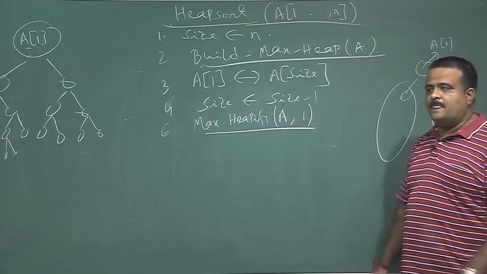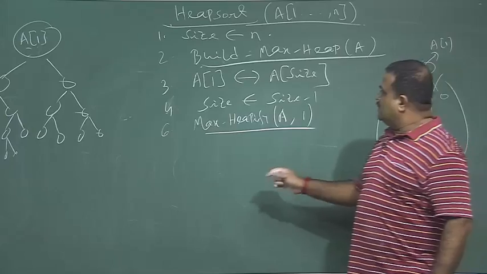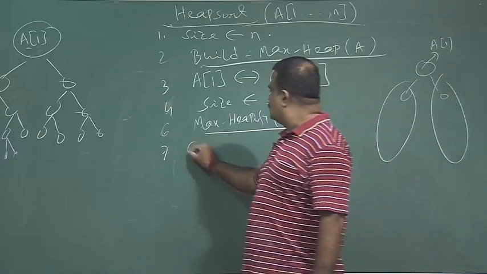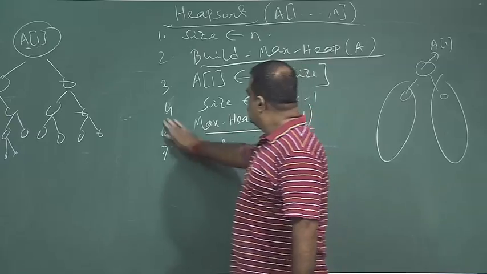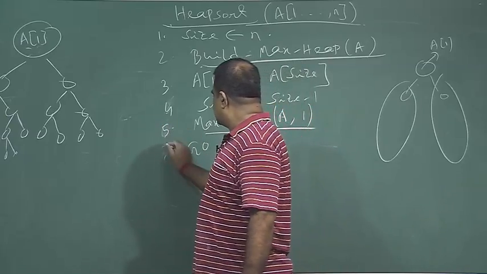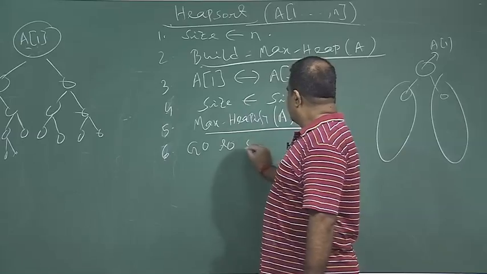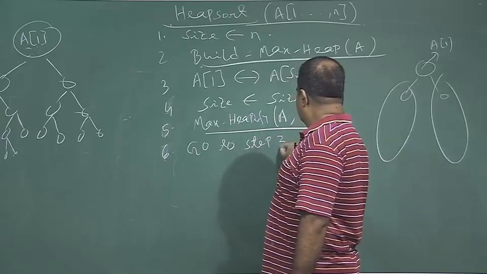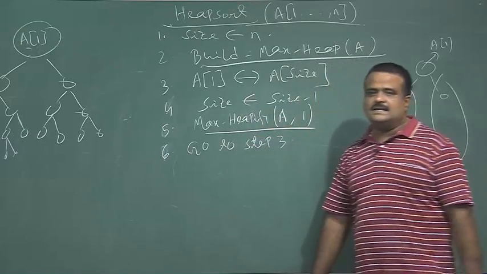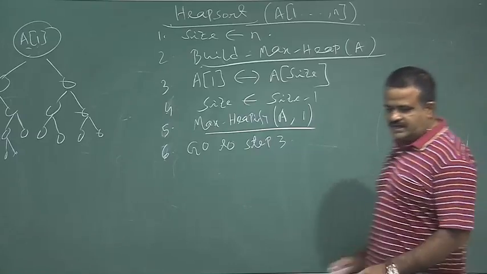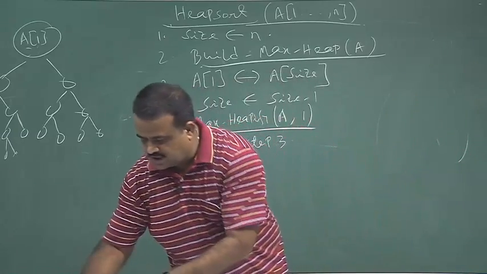Okay. And then after calling the Maxify, we will go to, sorry, this is step 5, this is step 6. We will go to step 3, and we continue this until the size becomes 1. So, this is the code. We can take a quick example of how this is working.